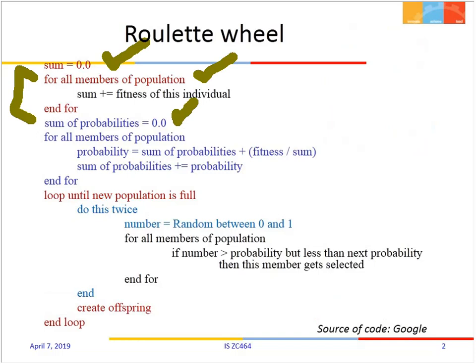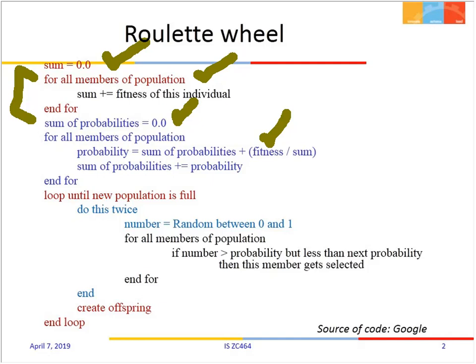Then for all members of the population, what do we do? We pick up the probability as fitness divided by sum. So this is nothing but a simple formula to compute the probability of one particular event. So fitness gives us the favorable number of ways, and sum gives us the total number of ways in order to compute this probability. So the sum of probabilities will be picked up and the probability will be computed. So sum of probabilities will become sum of probabilities plus the previous probability, right?